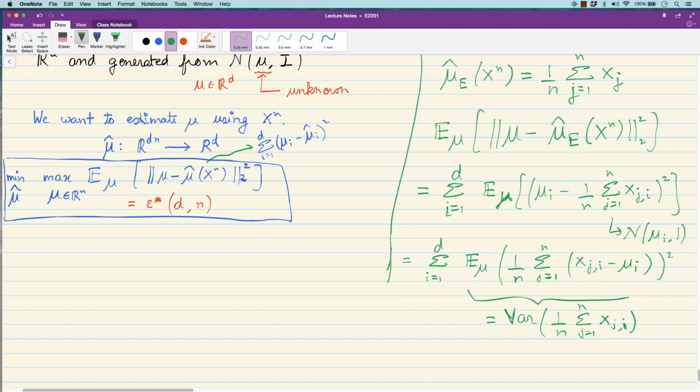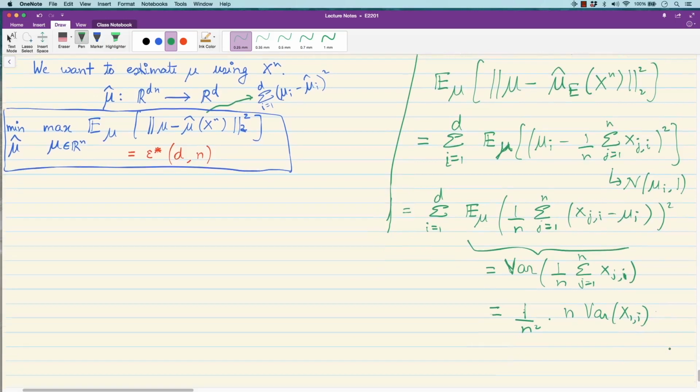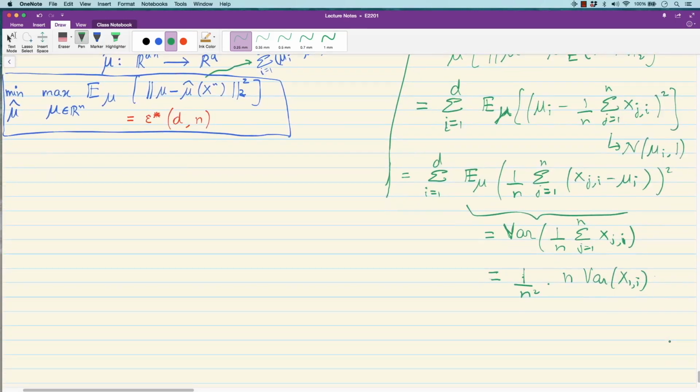So what is the variance of the sum of n IID copies of a random variable? The 1 by n square comes out, and the variance of a sum is the sum of variances for independent random variables. So that's just the variance of any one of them, say the first one, which is 1. So this error here is just d. So each term is just 1 by n, d by n.